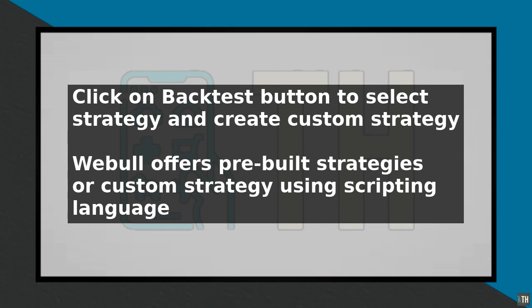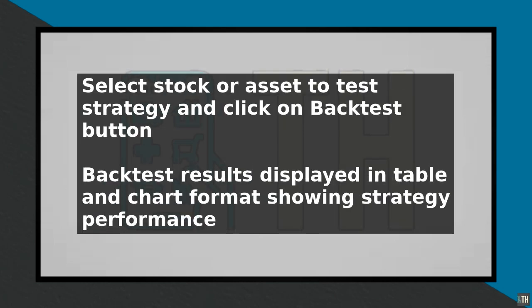Once you have created your strategy, you need to select the stock or asset you want to test it on. Webull offers a wide range of stocks, options, and other assets to choose from. Select the asset you want to test and click on the backtest button. The backtest results will be displayed in a table and chart format, showing you the performance of your strategy over a specified period. You can adjust the backtest parameters, such as the time frame and risk level, to see how your strategy performs under different conditions.